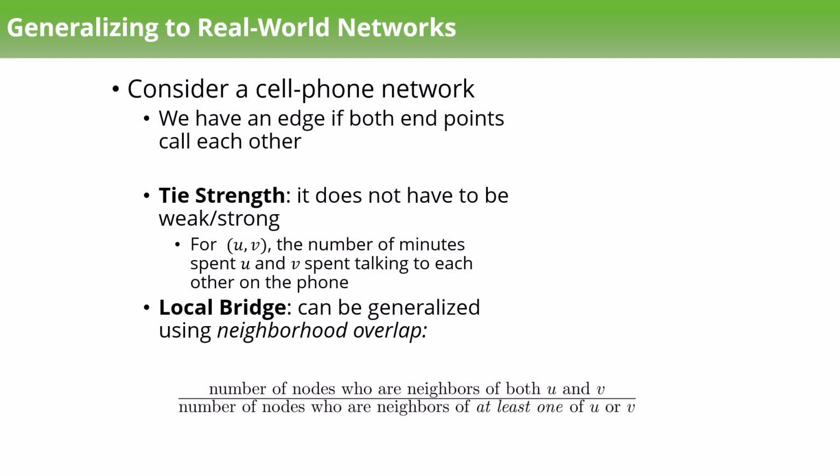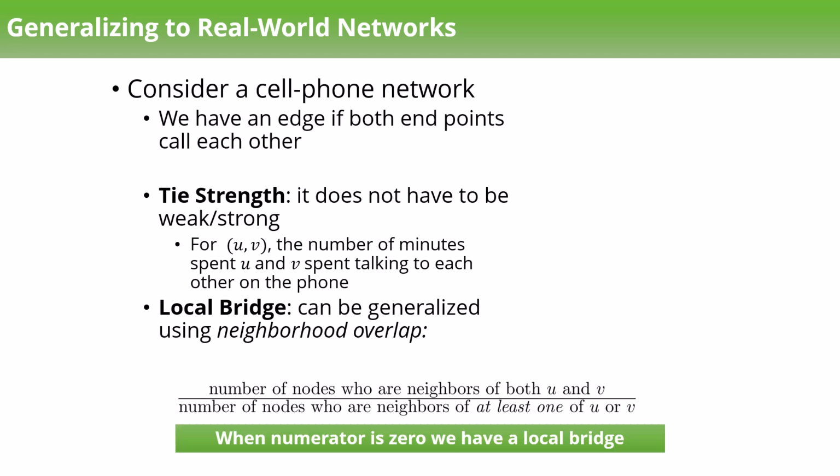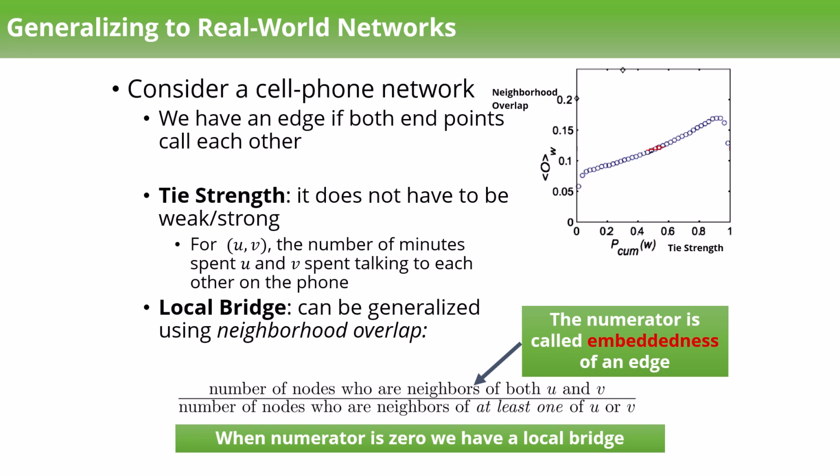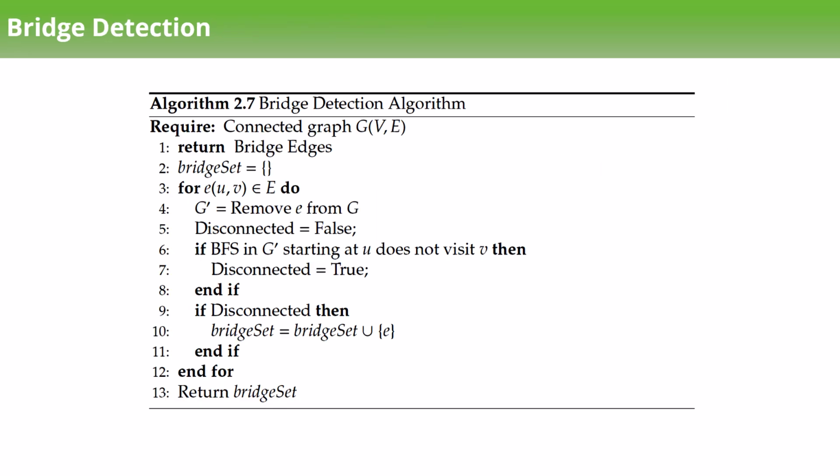So the next one is bridge detection. Why do we need to identify bridges? Because bridges are critical connections in a network. Imagine a transport network. If one road is the only connection between two cities, that road is extremely important. If it fails, connectivity between those two areas may be affected.